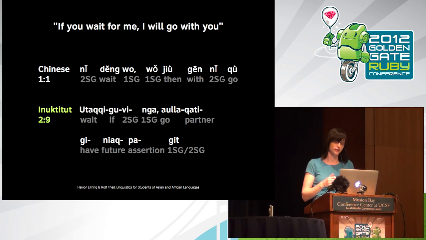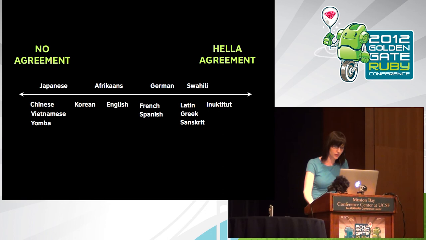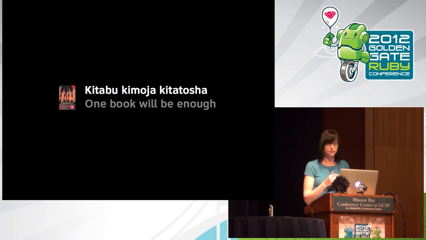So why do we care about this ratio? Well, basically, it's a really good way to predict how much agreement a language exhibits. So agreement is where a characteristic of one word in a phrase will affect the form or inflection of other words in the phrase. So let's take this example in Swahili. So this means one book will be enough. But let's say we changed our minds and now we want 2 books. So in order to do that, we're going to have to change every other word in the phrase to match the new number.